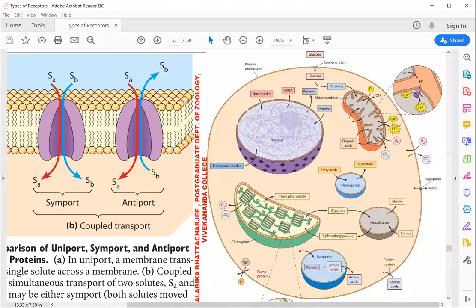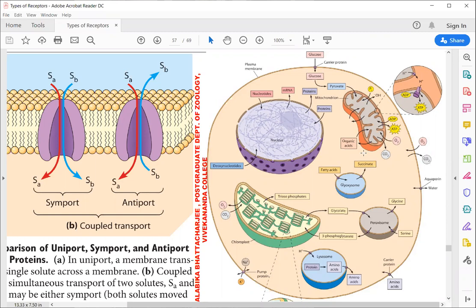So look at these biological membranes. A biological membrane covering the nucleus. A biological membrane covering the chloroplast. A biological membrane covering the lysosome. Then we have the peroxisome, the glyoxysome, the mitochondria. So these organelles are also covered by a biological membrane similar in nature to the plasma membrane.